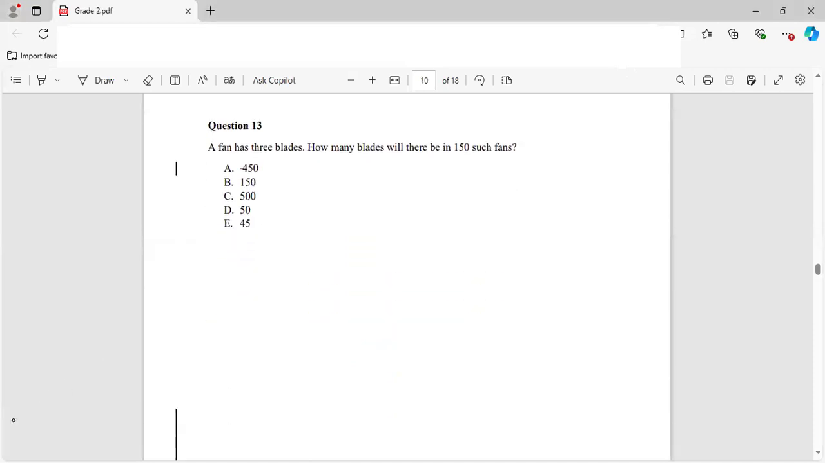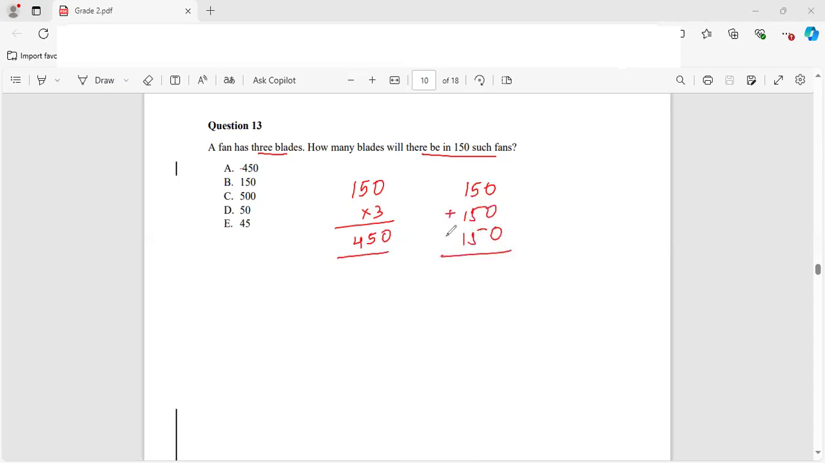Question number 13. A fan has 3 blades. How many blades will there be in 150 such fans? So we can do 150 times 3, which is 0. 3 fives are 15, 1 carry, 450. Or for younger kids, since it's saying 3 times, you can add it. So I get 5 plus 5 plus 5, 15, 1 carry, 450. Anything works. So for question number 13, the answer is option A, which is 450.